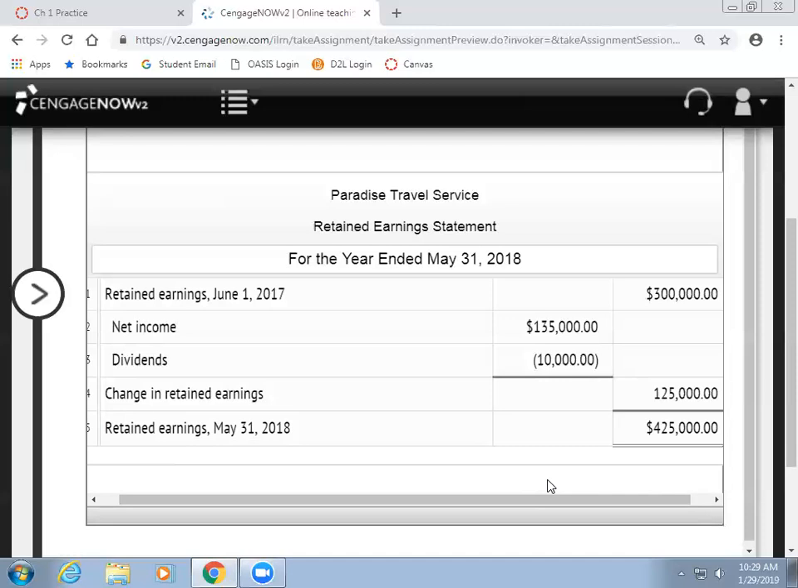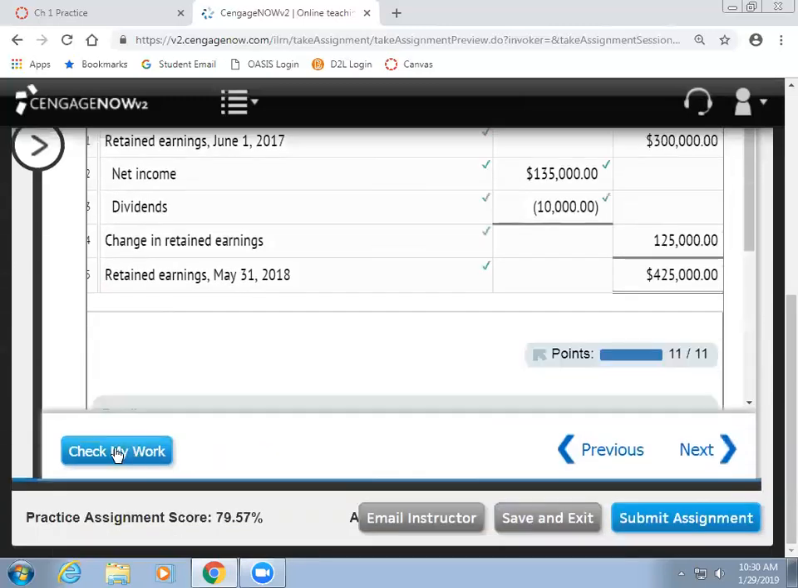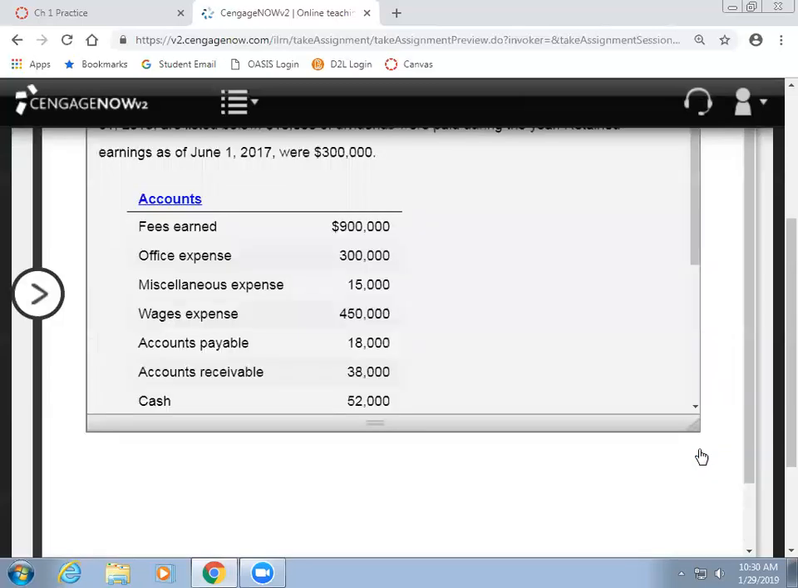Any questions on the retained earnings statement? So that's always the format. Beginning retained earnings, calculate your change in retained earnings, which is net income minus dividends, and then calculate your new retained earnings or your ending retained earnings. So our retained earnings at the end of this year is 425,000. Again, you can always hit check my work. And we move to the last one.